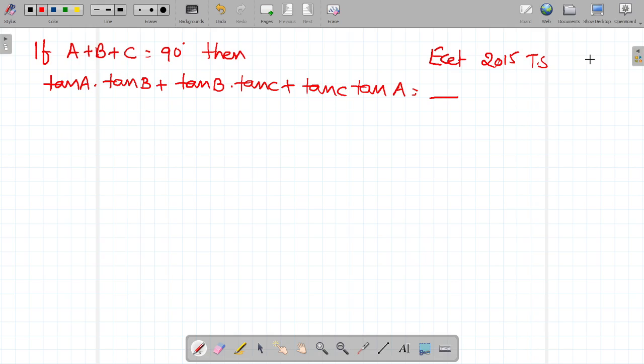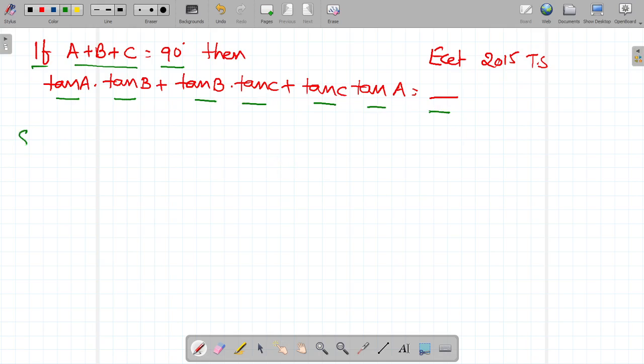Okay, today we are discussing a trigonometric problem. It was asked in ESET 2015 TS. Okay, let's go to the problem. If a plus b plus c is equal to 90 degrees, then tan a into tan b plus tan b into tan c plus tan c into tan a is equal to how much?